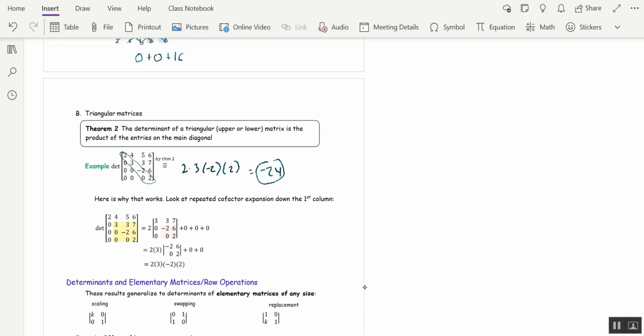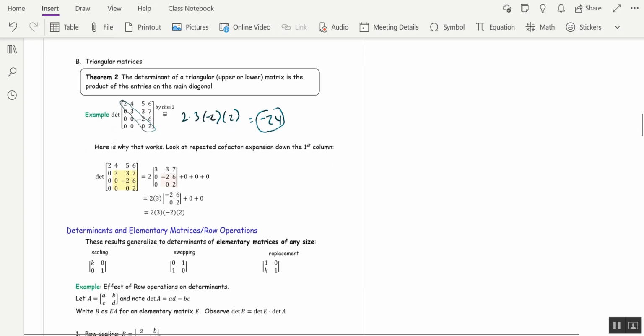Okay, let's see why this works. Let's do cofactor expansion down the first column repeatedly. So I start with cofactor expansion down this column. Now the only non-zero entry is 2. So I'll have 2, and it's in the positive spot. It's negative 1 to the 1 plus 1.